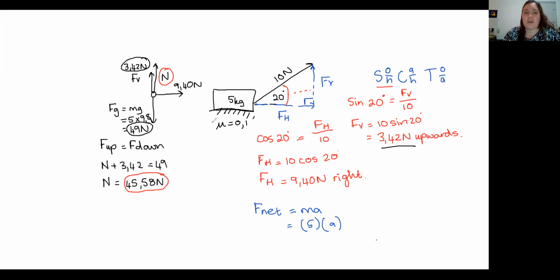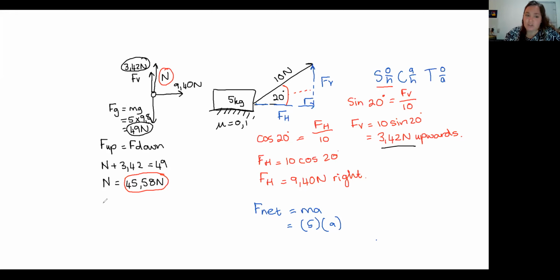Okay, so if I go back to my friction now, and I've got a coefficient of friction, I'm going to use everything that I've done here. I still need the vertical and horizontal components of the 10 newton force. I need to know my weight so that I can work out my normal force, and my normal force hasn't changed.